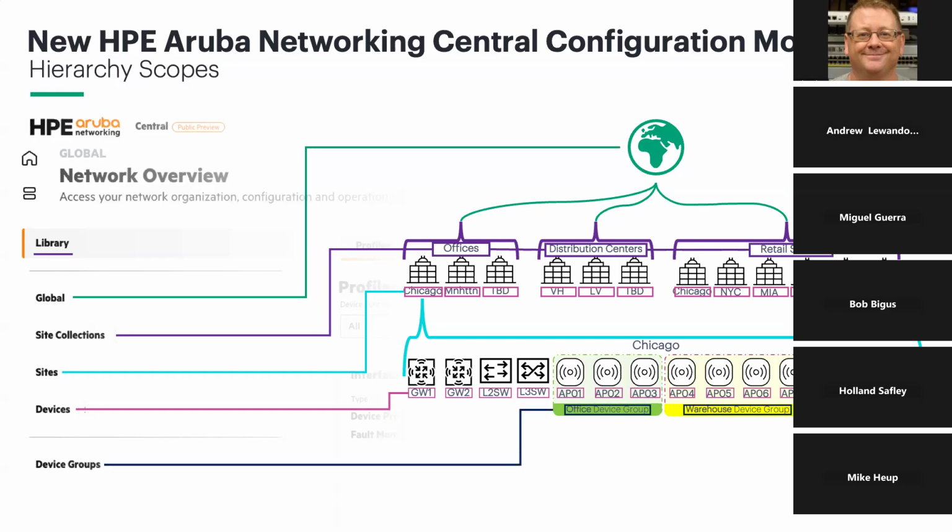And finally, devices can be grouped logically, similar to the AOS8 AP groups, like I mentioned earlier. For example, in the Chicago site, we have APs grouped into 3 separate groups to allow for specialized configuration, like different RF settings or disabling and enabling specific SSIDs.